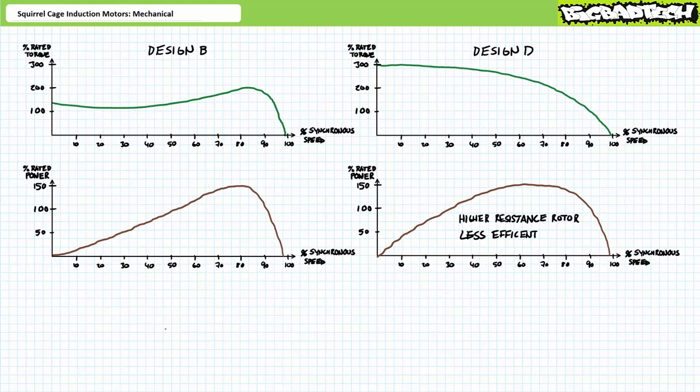What's nice about these generic speed torque curves is if we were to plot them using not specific numerical data, but rather percentage of synchronous speed and percentage of rated torque and percentage of rated power, we could make educated guesses about points in the speed torque curve. If we were to define the vertical axis as percentage of rated torque and the horizontal axis as percentage of synchronous speed, design B and D motors might look something like this.